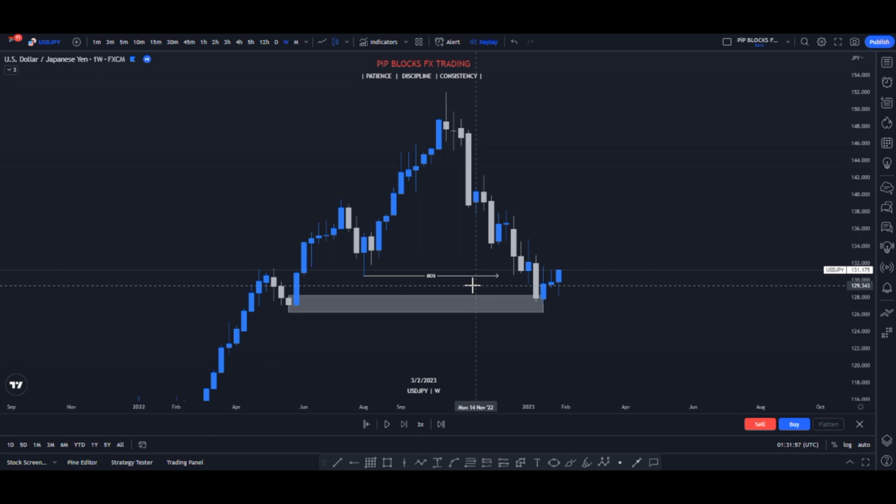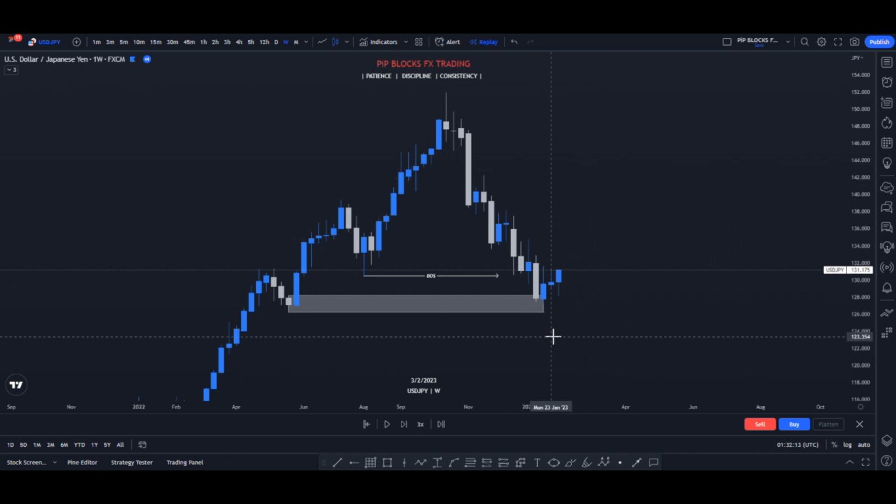So basically, when you know the structure of a CHoCH, then you know what you're going to be expecting. You're expecting the market to go up. Then we look for a particular supply zone or the market to fill up some imbalance or liquidity, take out liquidity.